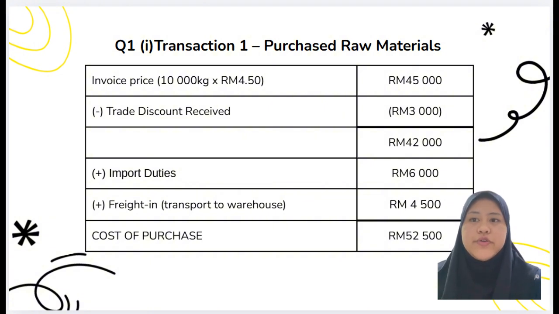I add import duties, which is 6,000. I add freight in, transport to warehouse, which is 4,500, and I got the cost of purchase as 52,500. In transaction 1, the settlement discount received for payment within 10 days, which is 1,500, I do not deduct from inventory cost because it is related to payment terms, not purchase cost.